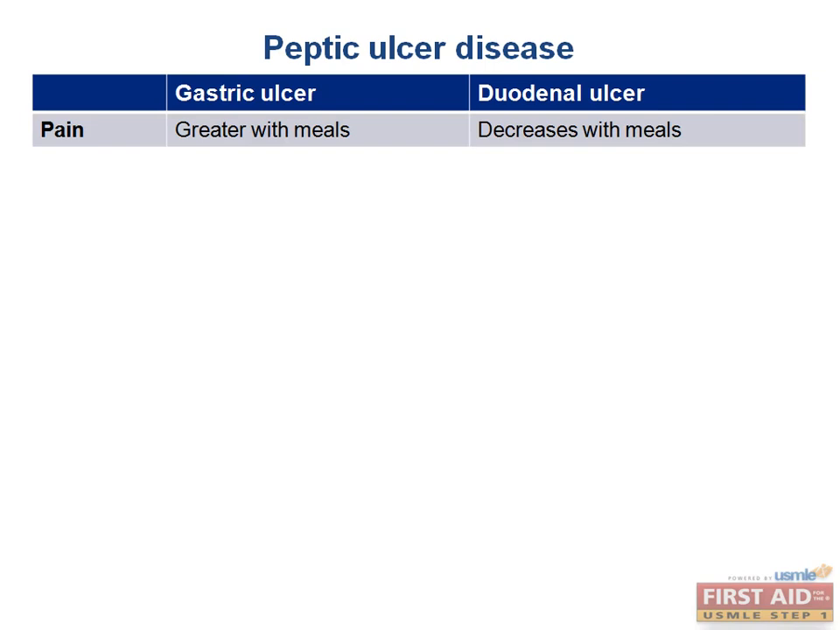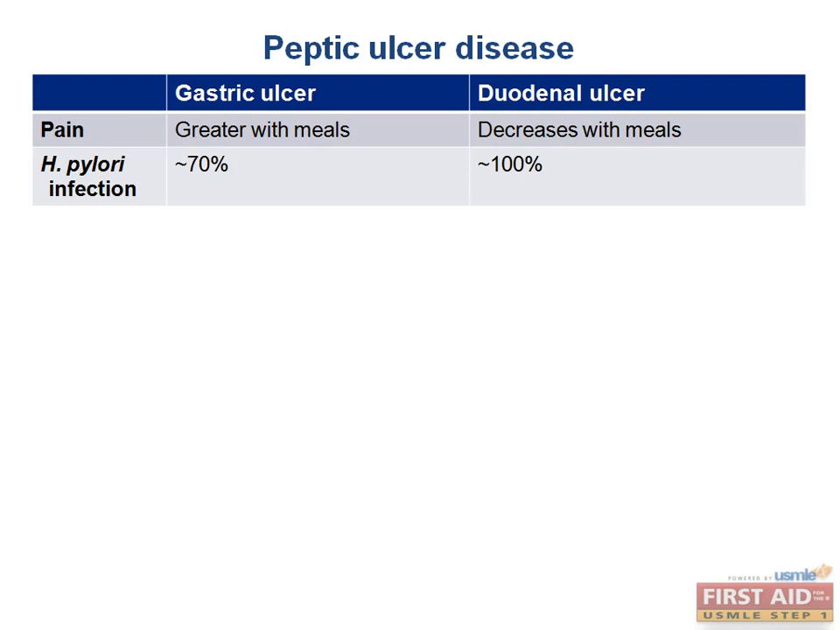In gastric ulcers, the pain is greater with meals. G is for greater. And in duodenal ulcers, the pain decreases with meals. D for duodenal. Because gastric ulcers have greater pain with meals, people typically begin to eat less and thus lose weight. This is common in older patients.